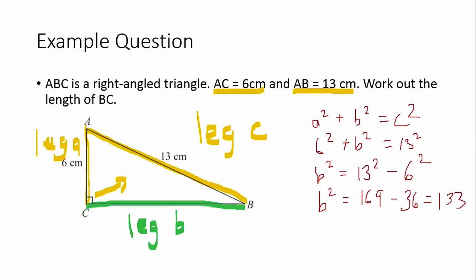Now we have the value of b squared, but we just want b. So to find b, we just do square root of 133. Therefore, b is equal to square root of 133, which is approximately 11.53 centimeters. Now I'm rounding it to 2 decimal places since it's a very big answer. So this is the approximate digit, or you can also write 11.5, or if you want to round it to the nearest whole number, you will get 12 centimeters.